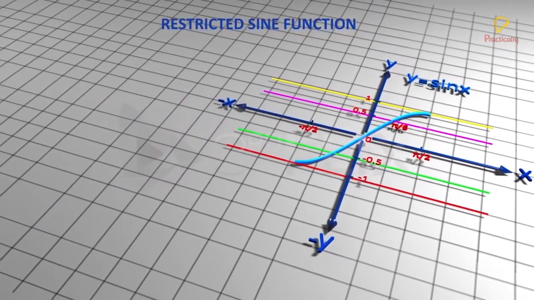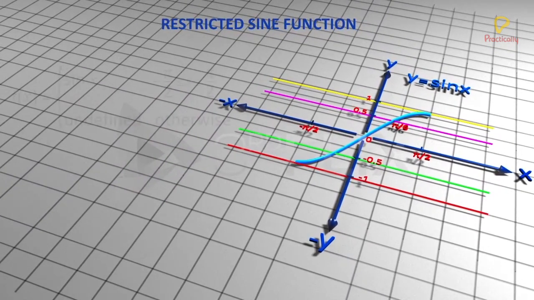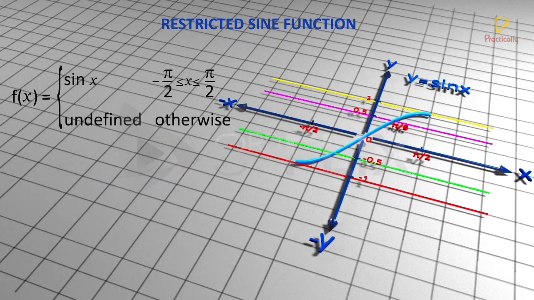The restricted sine function is given by f of x defined as sine x when x lies between minus pi by 2 to pi by 2. Otherwise, f of x is undefined.